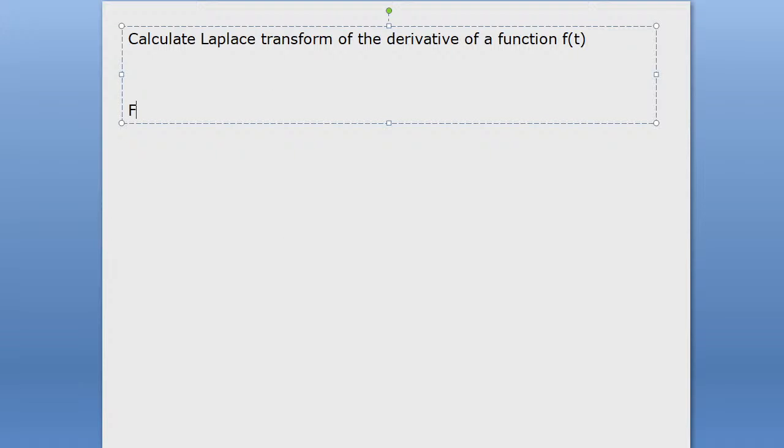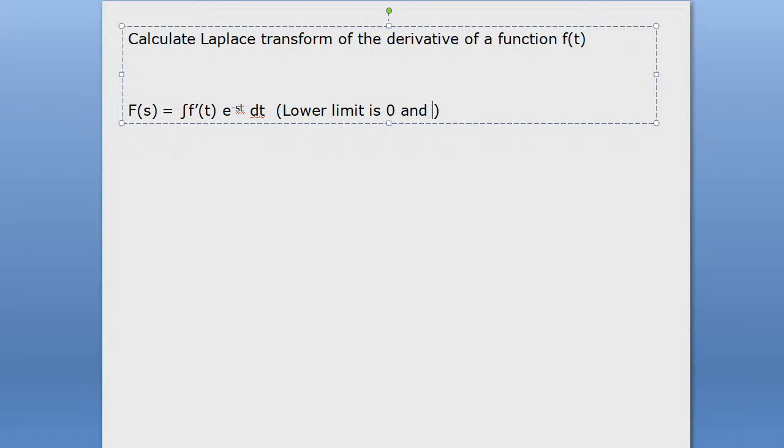So we can write F of s equal to integration of the derivative of f of t into e to the power minus st dt. This is the formula of Laplace transform, where f prime is nothing but the derivative of the function f of t, and you write here the limit, the lower limit of this integration is 0.